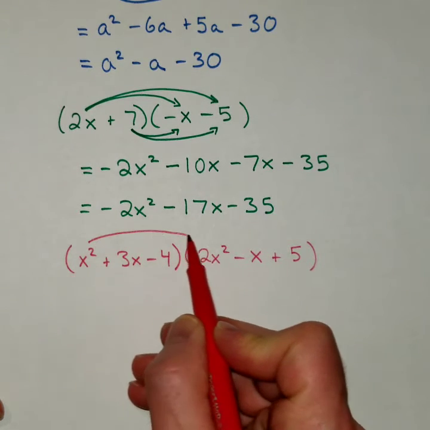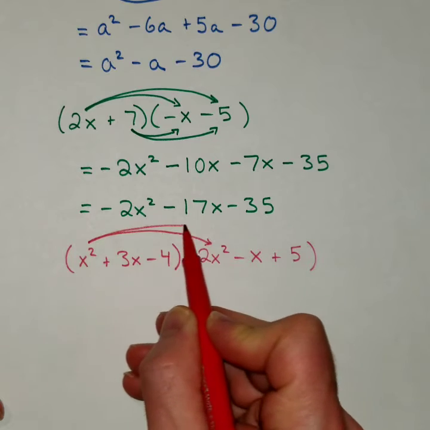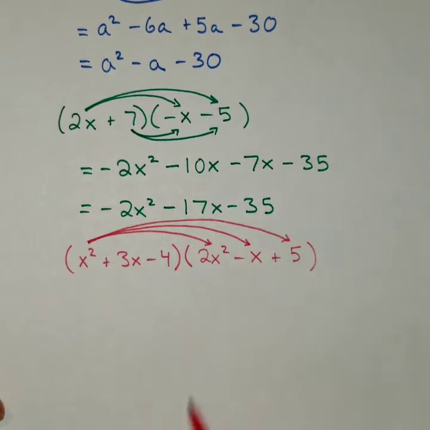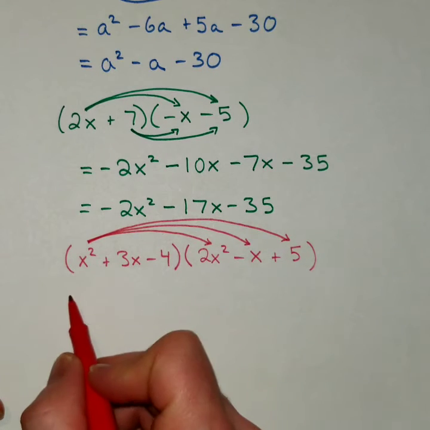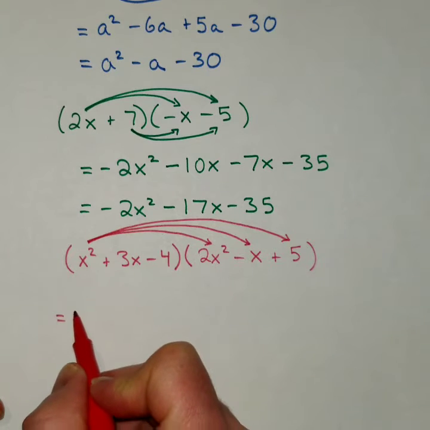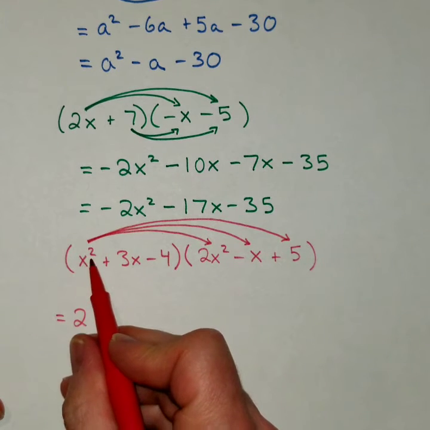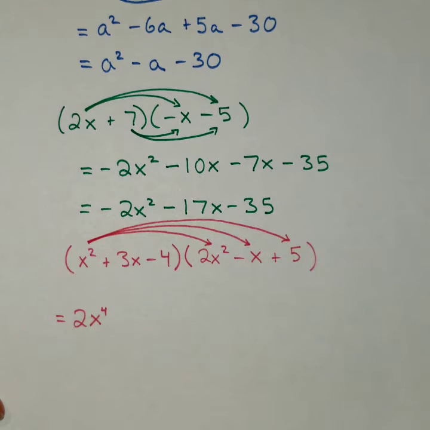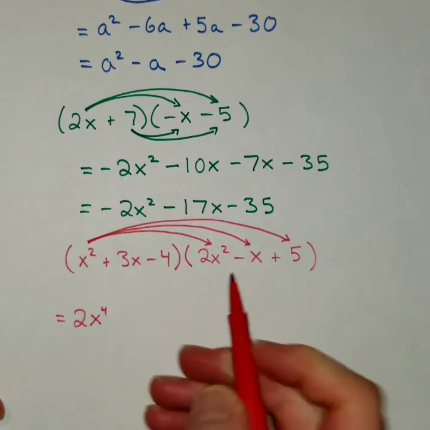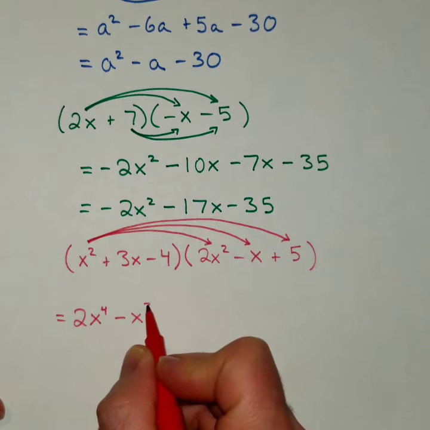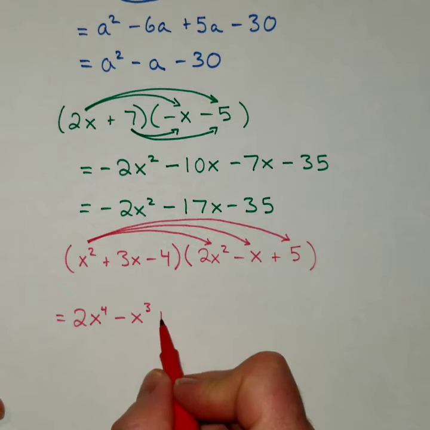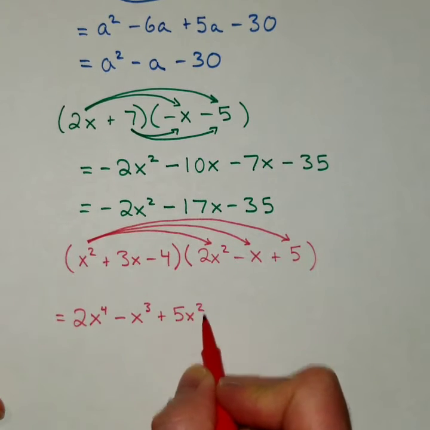So the x squared must go all the way across here to all three terms on the right. So x squared times 2x squared is going to be a 2. The x squared and x squared, you add those powers, you get x to the 4th. Then you get x squared times negative x, that's a negative x to the 3rd, again adding the powers. Then x squared times 5 is 5x squared.